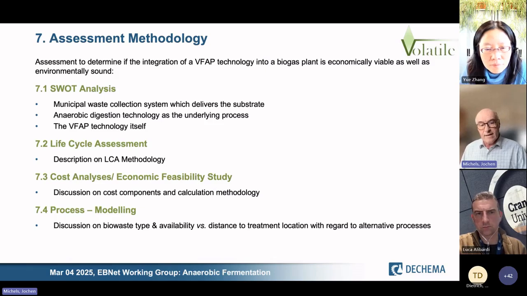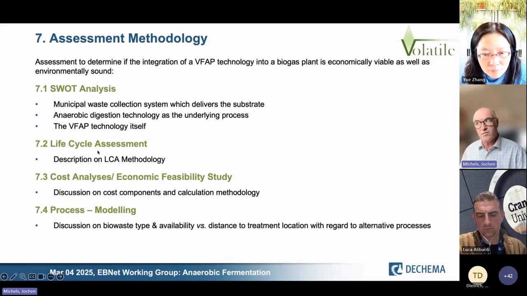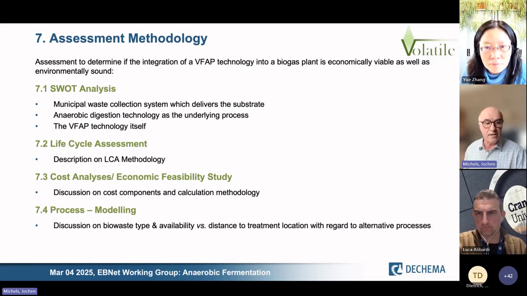Having all this information and this assessment methodology, you can then get to a decision to adopt this technology for your anaerobic digester.